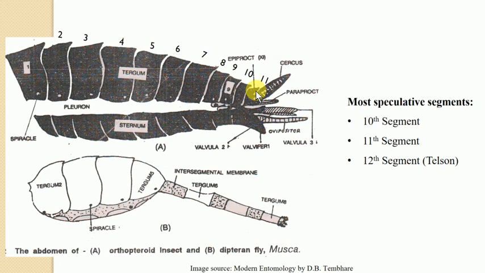Moreover, in the insects which show holometabolous development, this abdominal cerci is often absent. Means you can say the presence of abdominal cerci is one of the characteristic features of the hemimetabolous insects, which have the appendage on the 11th segment.